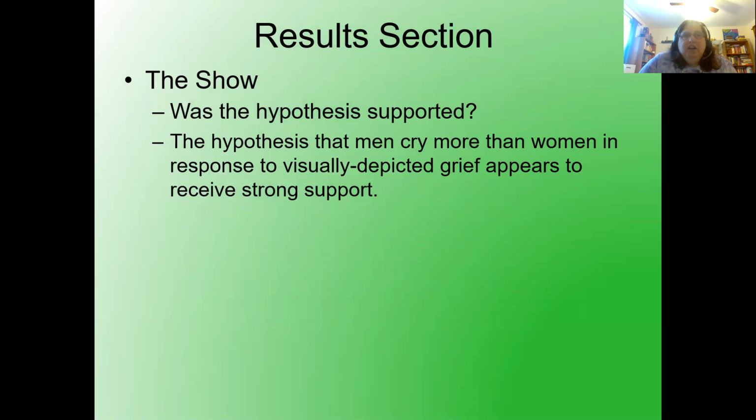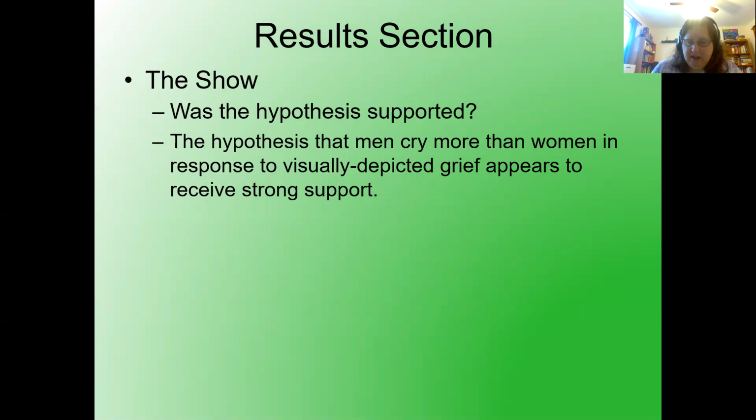Then we continue on and answer the question, was the hypothesis supported? If your p-value is less than your alpha, less than 0.05, then it would look something like this. The hypothesis that men cry more than women in response to visually depicted grief appears to receive strong support.